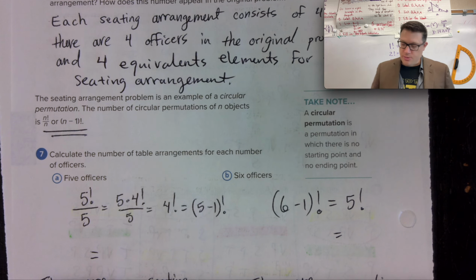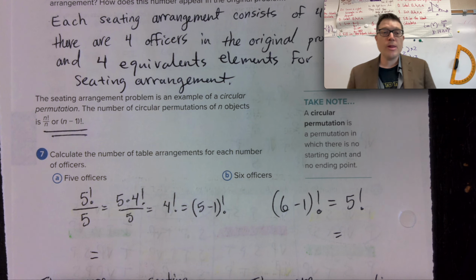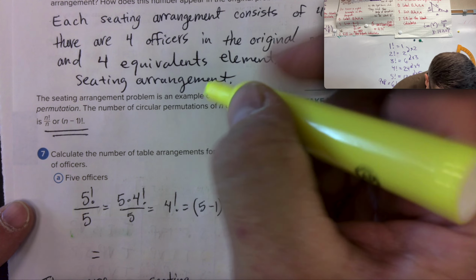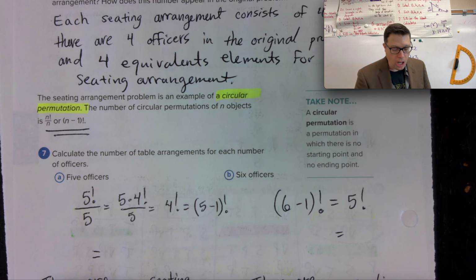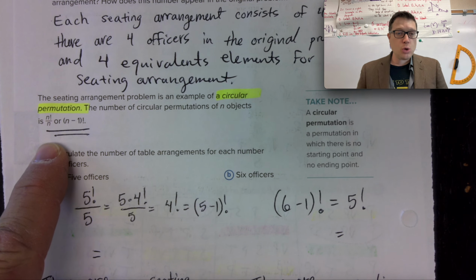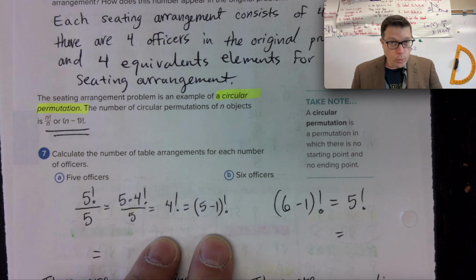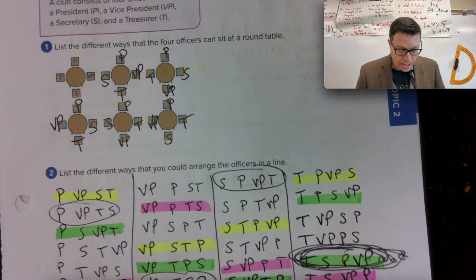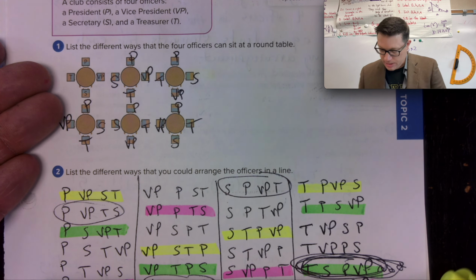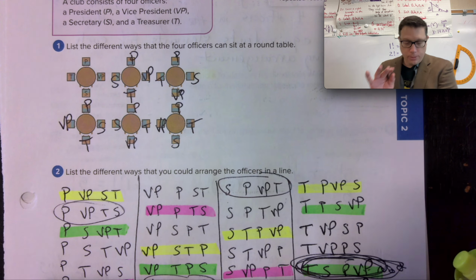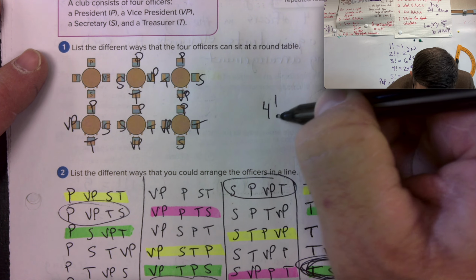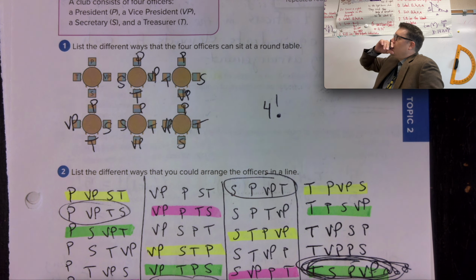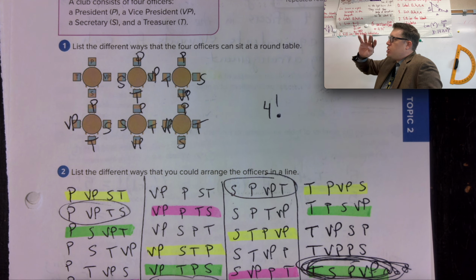The seating arrangement problem is an example of circular permutations. The number of circular permutations of n objects is n factorial divided by n, which is what's happening here. There are 6 arrangements, 4 people. So 4 officer positions.